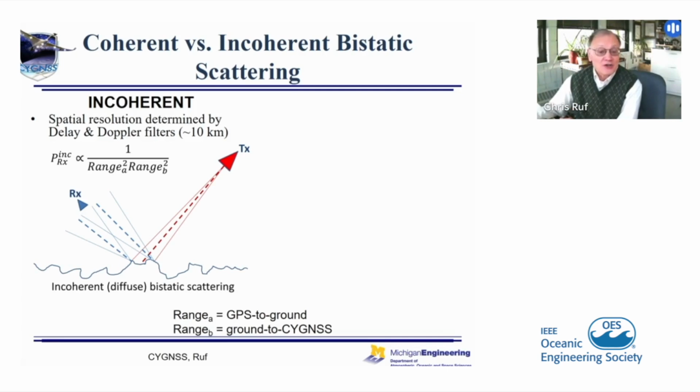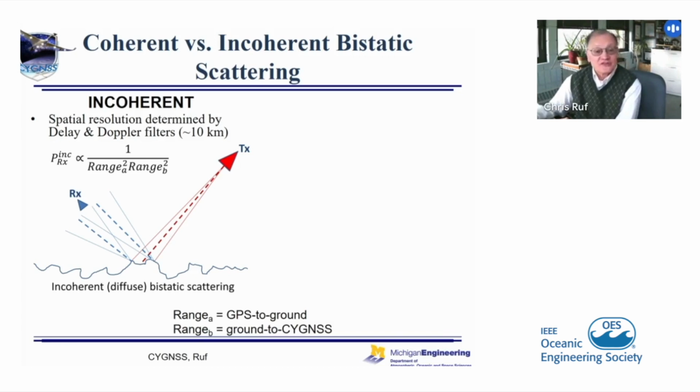So if the phases are all random relative to each other, then there's no coherent addition of the signals, and all you do is add up the power scattered by each one of these little facets to get the total power received by our receiver. And when you work out the dependence of the received power on the range, it goes as 1 over the range from the transmitter to the surface squared times 1 over the range from the surface to the receiver squared. Those 1 over range squared dependencies are just because it's the power density that's expanding spherically as you get away from the scattering center.